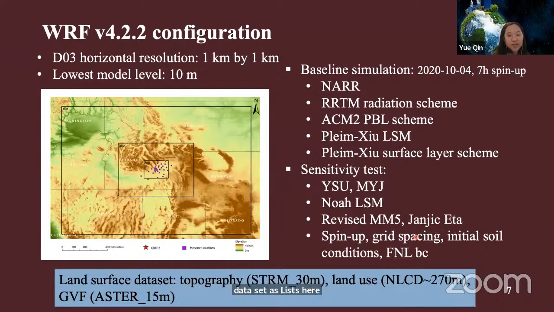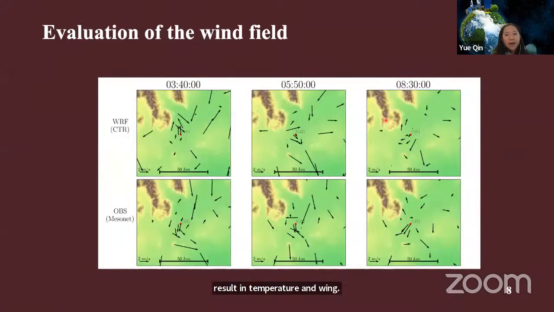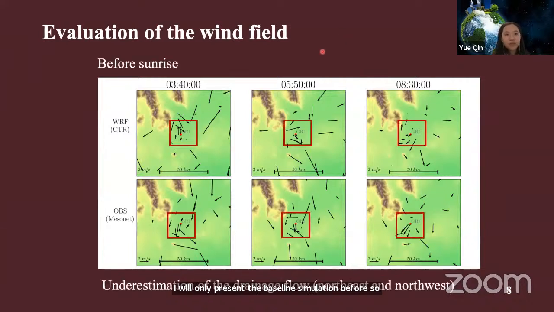All sensitivity tests show a good agreement between simulation and observation in terms of the radiation component and surface fluxes. Therefore, I will only focus on the wind and air temperature here. Also, because all sensitivity tests show very similar results in temperature and wind, I will only present the baseline simulation. So here I'm showing the evaluation of the wind field.